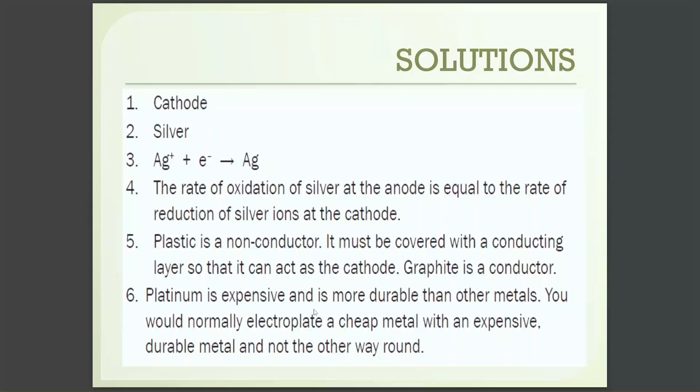This is an open-ended question. That means a learner can give us an answer that is valid. So what we normally do is we are obviously going to have expected answers. 1, platinum is expensive. That is very true. 2, it is more durable than other metals. Therefore, you normally electroplate a cheap metal with an expensive durable metal, not the other way around.